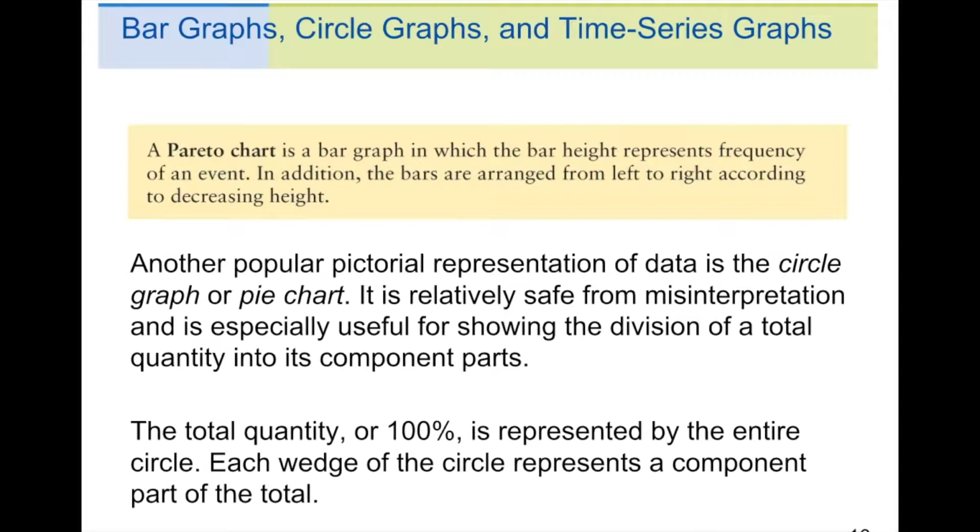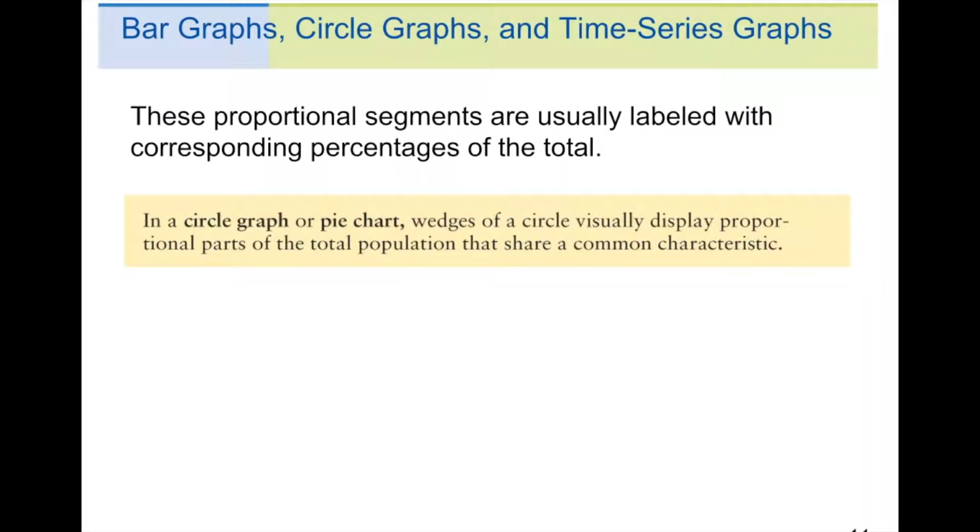Another popular pictorial representation of data is the circle graph, also known as the pie chart. It is relatively safe from misinterpretation and is especially useful for showing the division of a total quantity into its component parts. The total quantity, or 100%, is represented by the entire circle. Each wedge of the circle represents a component part of the total. These proportional segments are usually labeled with corresponding percentages of the total. In a circle graph, wedges of a circle visually display proportional parts of the total population that share a common characteristic. So this shows less about value and more about proportion. How much of something is shown rather than how much is shown. So it's dealing just with proportions of the whole rather than how much.